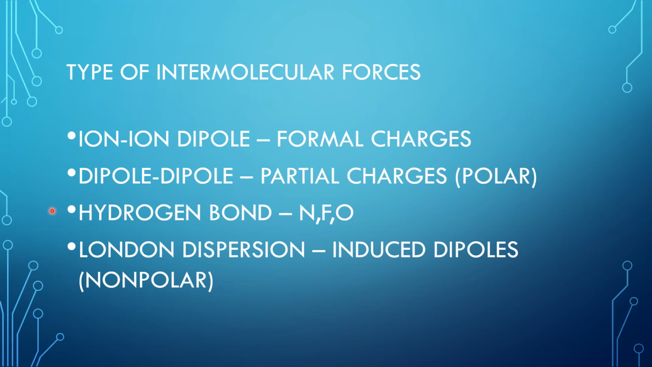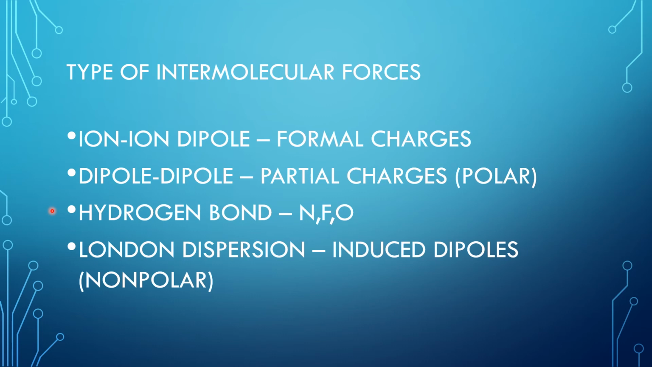So, remember: if it has partial charges or a polar bond, it is a dipole. If it is a hydrogen bond, there is a bond between hydrogen and nitrogen, fluorine, or oxygen. And if it is a London dispersion, it has these dipoles, but the compound is non-polar, meaning equal sharing.